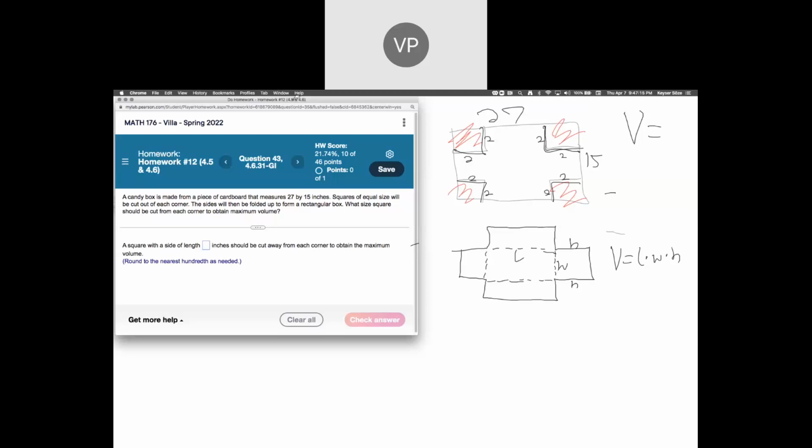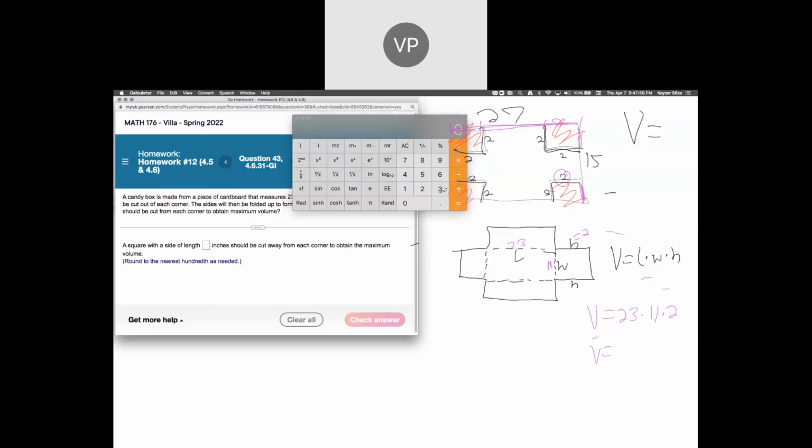Looking at my picture, let's say we cut these 2 by 2 corners off of every edge. This 27 goes from here to here. If I cut 2 off here and 2 off here, I've essentially subtracted 4, so this length is going to be 23. Same with the width: if it's 15 and I cut off 2 and 2, I'm cutting off 4, so it's going to be 11. And the height, ironically, is how big the square was, which is 2. So the volume of this box will be 23 times 11 times 2. Let me get my calculator to be sure: 23 times 11 times 2 gives me 506 cubic inches. That's one volume, when we cut out the 2-inch corners.